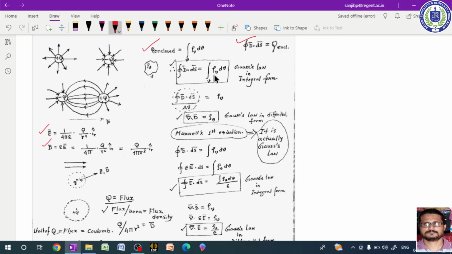And here we will use the integration. So this is the integral form of Gauss's law. This is the first part of that question: what will be the expression or statement. I am not proving, I am just telling about the expressions, and this is Gauss's law in integral form.